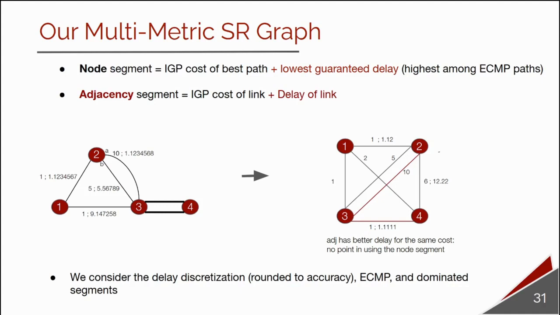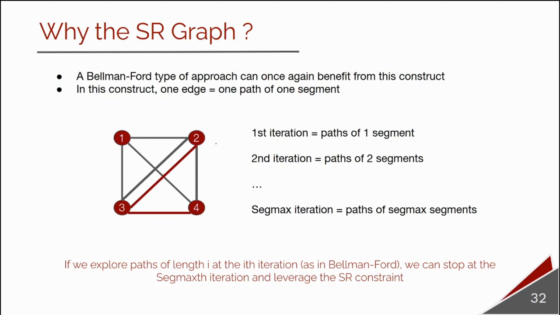It's a multimetric SR graph. And what's nice about this construct is that within this, a path of X edges actually represents a path encodable in X segments, right? Because one edge equals one segment. And this is pretty interesting because if we explore this graph in a Bellman-Ford fashion, meaning that we discover paths of X edges at the Xth iteration, it means that there is no point in going further than the 10th iteration, because we know that those are paths that require more than 10 segments, and so they can't be encoded.